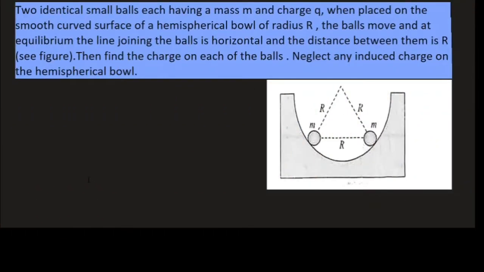There is a question from Electrostatics. Let's read the question. Two identical small balls, each having a mass m and charge q, when placed on the smooth curved surface of a hemispherical ball of radius r, move, and at equilibrium the line joining the balls is horizontal and the distance between them is capital R, the same as the radius. Then find the charge on each of the balls. Neglect any induced charges on the hemispherical ball. We have to neglect that quantity.